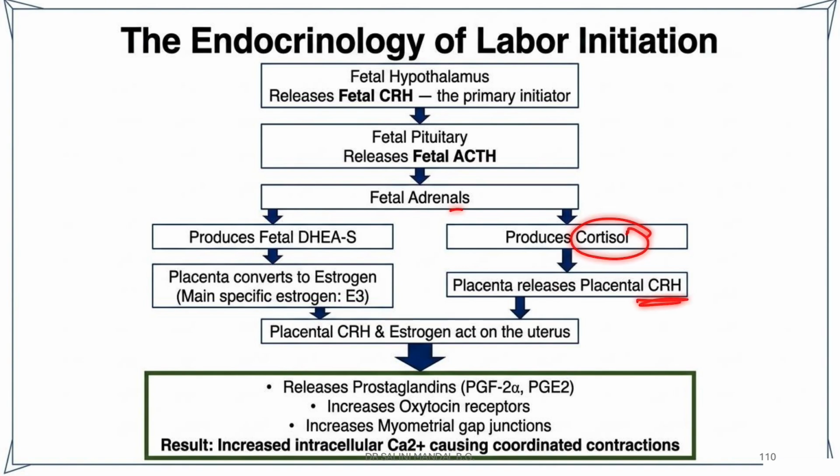So that, plus the fetal adrenals are going to produce cortisol, and the placenta is going to release placental corticotropin-releasing hormone. So now what is going to occur? We have placental CRH and we have estrogen. Together they are going to release prostaglandin, increase oxytocin receptors, and increase myometrial gap junctions. Ultimately this increases intracellular calcium, which is going to cause contraction, and thus the labor is going to start.